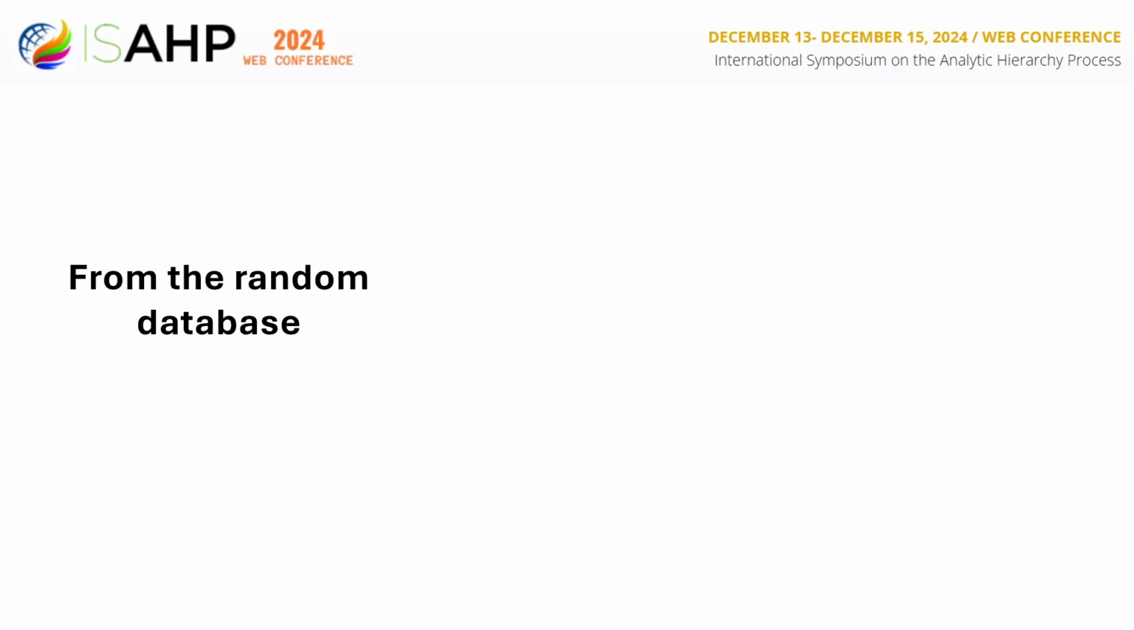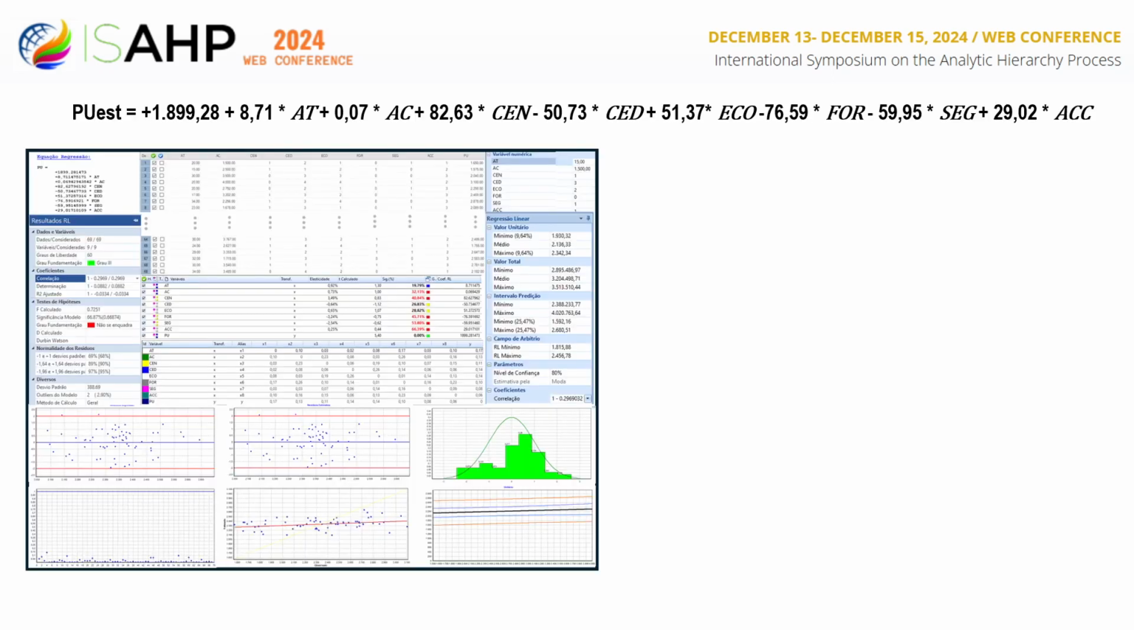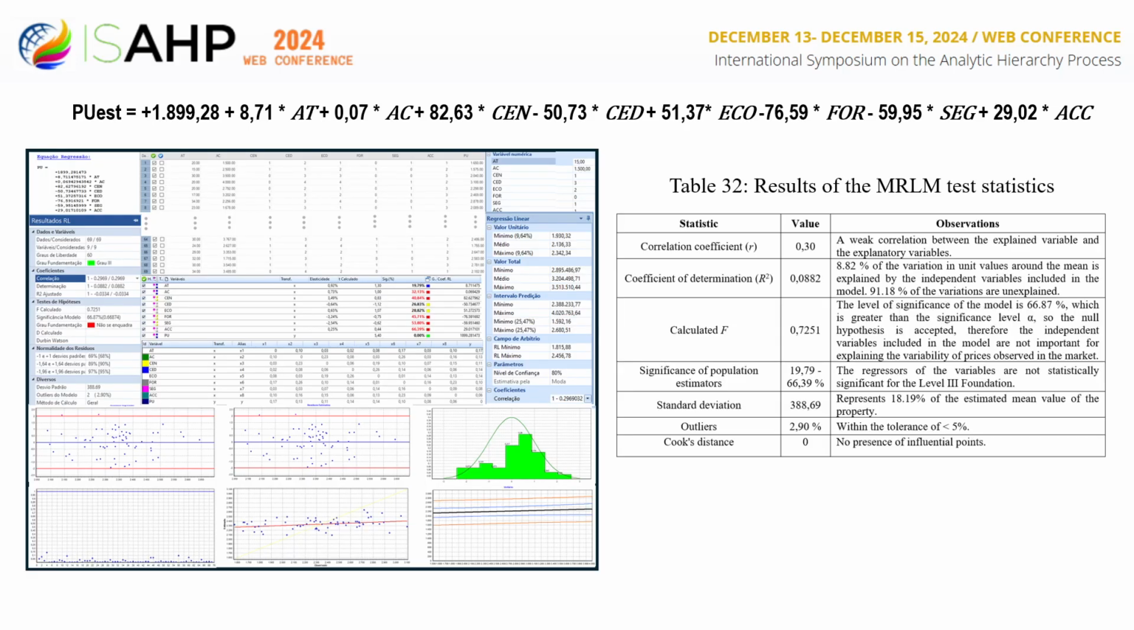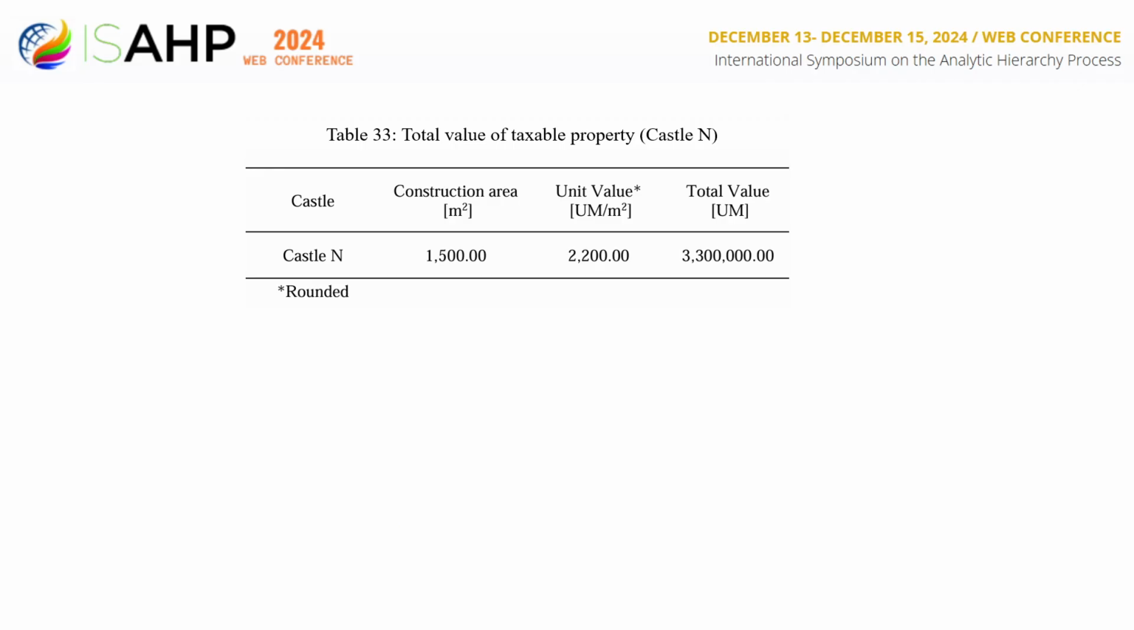Using the Excel random number generation function, the database was obtained for a sample of 69 data as shown in the following tables. Here is the equation of the multiple linear regression model and the mosaic of results obtained using the SysDia program. The results of the test statistics are presented in the table. Given these results, the MRLM is rendered invalid without the need to assess further basic assumptions or model specification errors. In this summary table is the result for the total value of the Castle N of 3,300,000 monetary units.